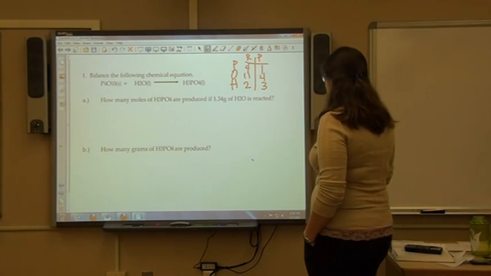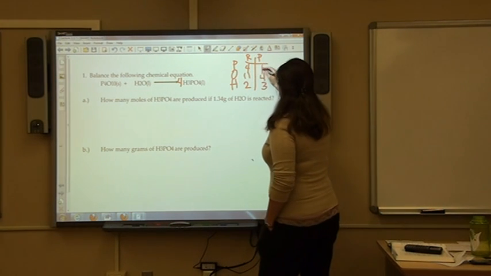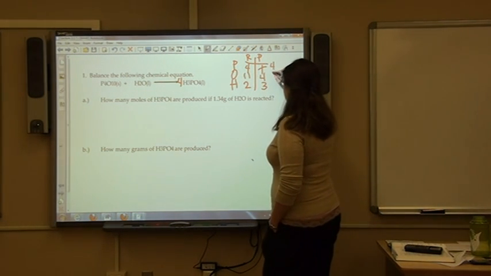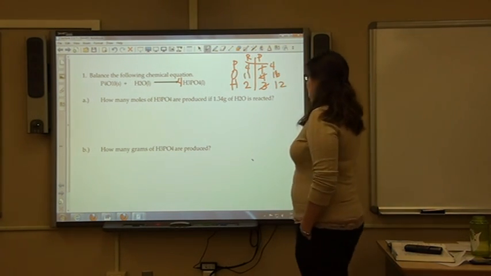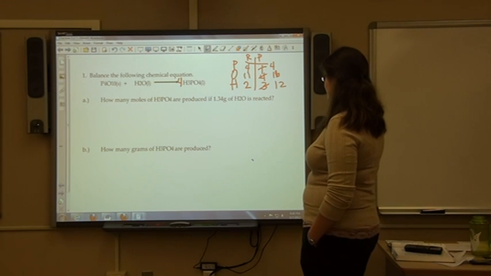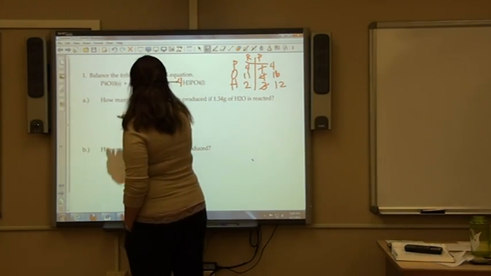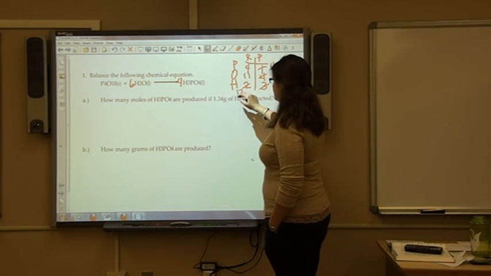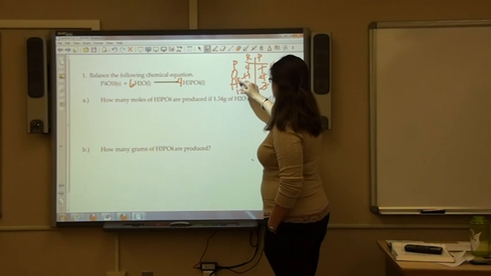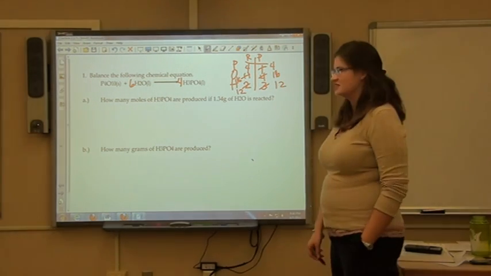Alrighty, so it looks like we're going to have to start out by putting a 4 here. Then this will be a 4, this will be a 12, and this will be a 16. Oh, glory, what do you do now? Alright, well let's try to change that hydrogen next. Let's try plopping a 6 there. So this would be a 12, you'd have 16 oxygens. Oh, that's balanced. Oh, that's nice.